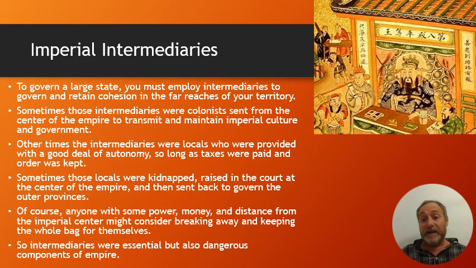So these are strategies for keeping order and keeping the empire together. But again, there's this inherent tension, right? Anybody in the far reaches of the empire who's in charge of their little area, and they've got a little power, a little money, they don't see people coming from the center of the empire to their neck of the woods very often. At a certain point, they're going to start to think, why am I sending this money back to Rome every month? Why don't I just keep it?